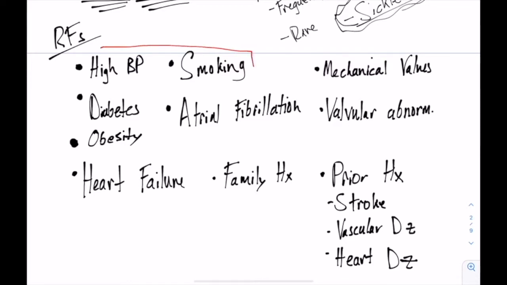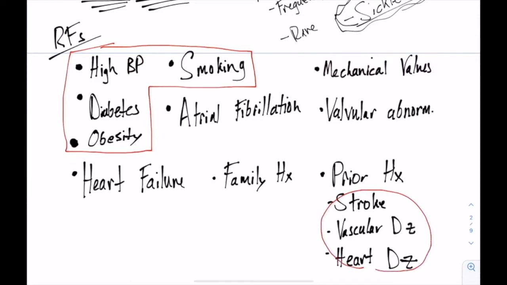This includes high BP, smoking, diabetes, obesity. Furthermore, if they have a history of a prior cardiovascular event that would include stroke, vascular disease, or heart disease, they're more likely then to present with another thrombus or embolus type event. Furthermore, you can have atrial fibrillation or heart failure.